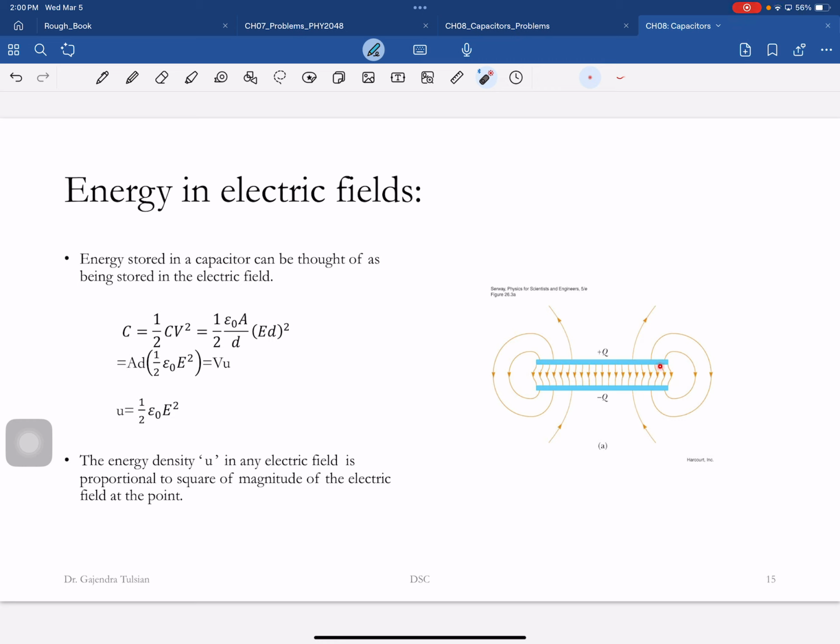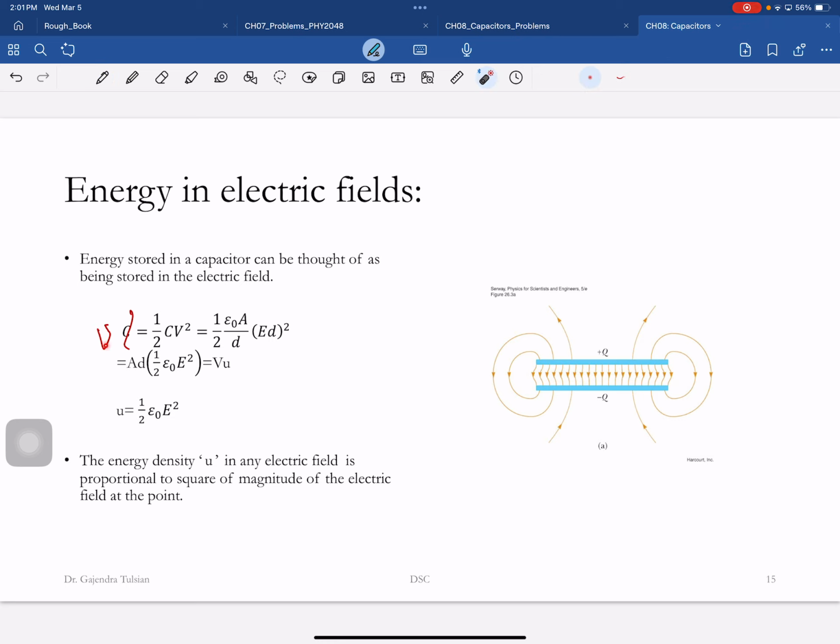That's the area of the plate times the distance between the plates. That's the volume between the plates. And times this. What is this E? Energy stored. We just said that the voltage is electric field times distance. That's the electric field. Oh, this should not be C, that should be U. I'll fix that. That's energy.